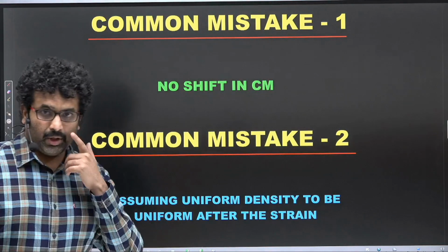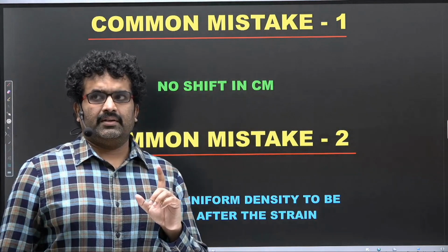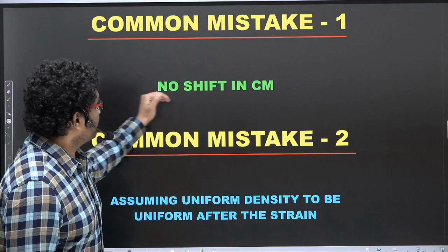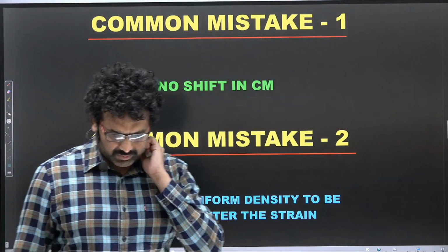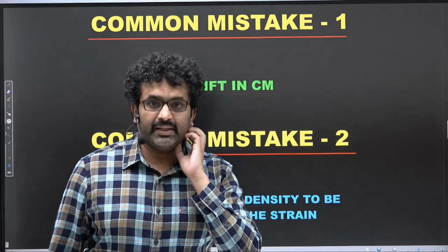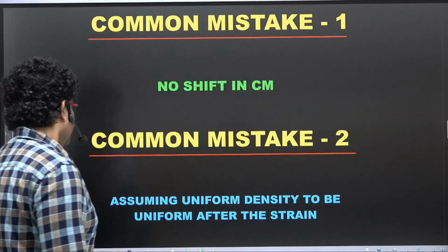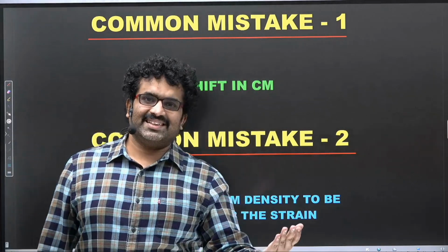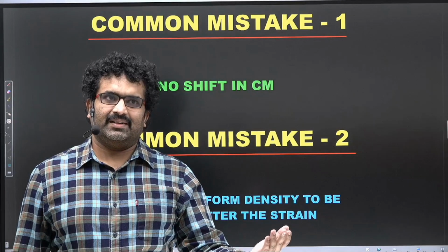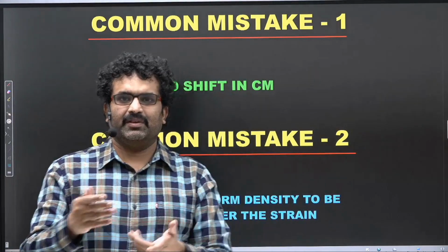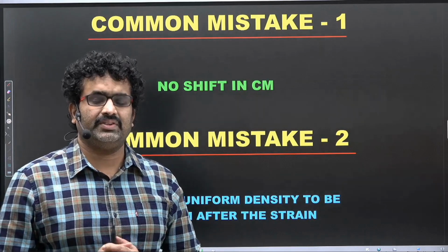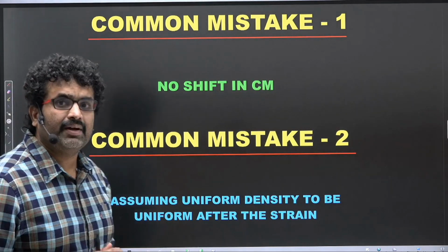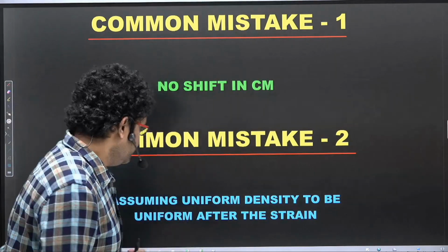As I promised, the common mistakes. For mistake one, lots of the solutions that I received were of the opinion that there won't be any shift in the center of mass. The second thing that I have checked is that people assumed uniform density after the expansion and compression, and gave me the solution on that basis. These are the two common mistakes that I have seen in the solutions. So let's check the PDF file of one of the common mistake solutions.